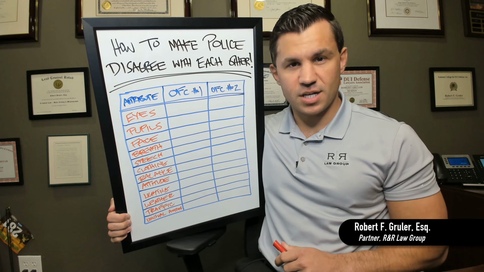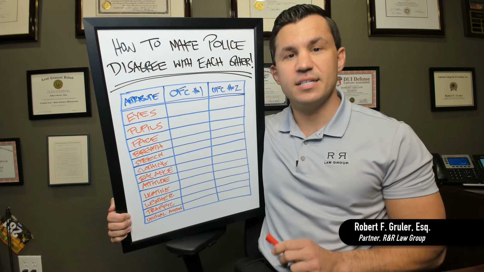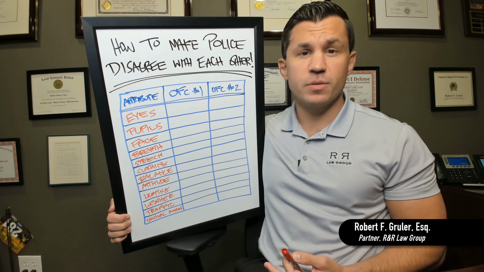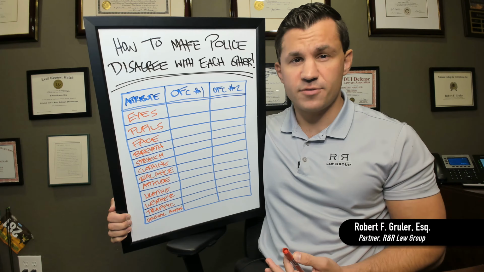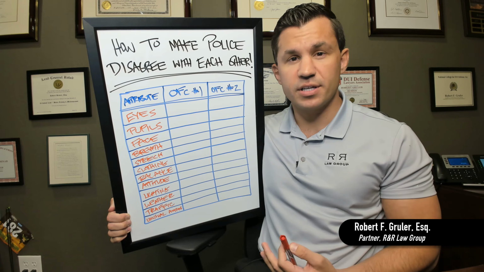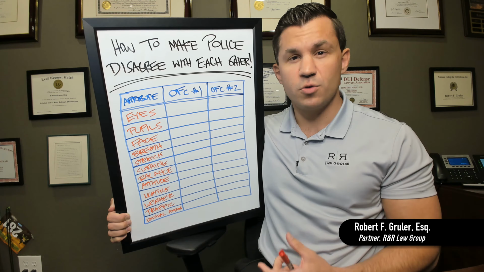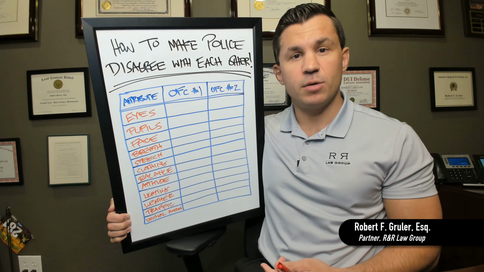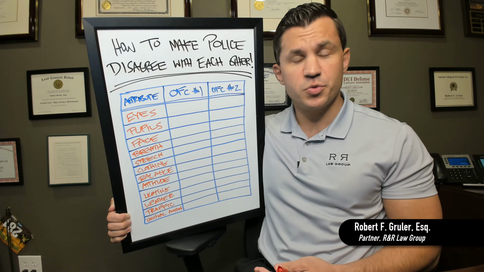Today's a fun topic. We're talking about how to make the police disagree with one another. In most criminal cases, there are several different police officers who are involved, and it can be very helpful if you can show that their narratives or their stories don't specifically line up. It can be helpful in your pre-trial negotiations with the prosecutor.